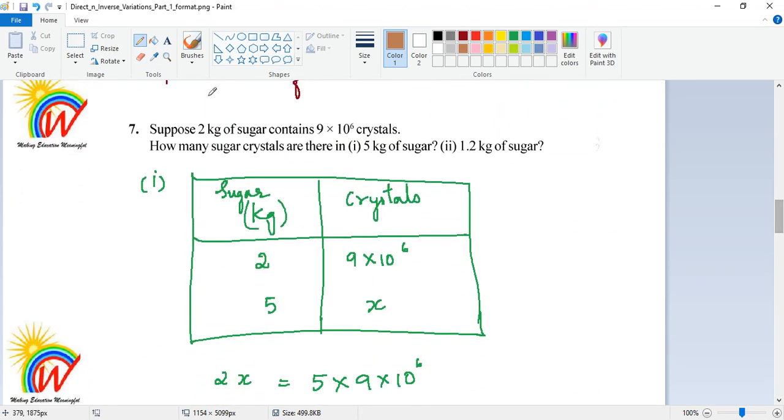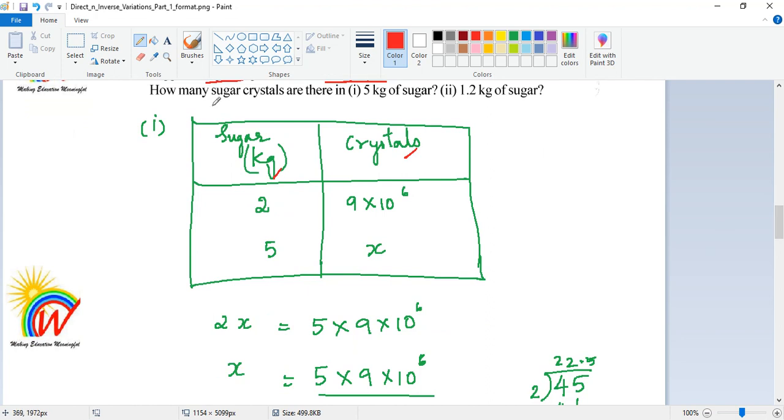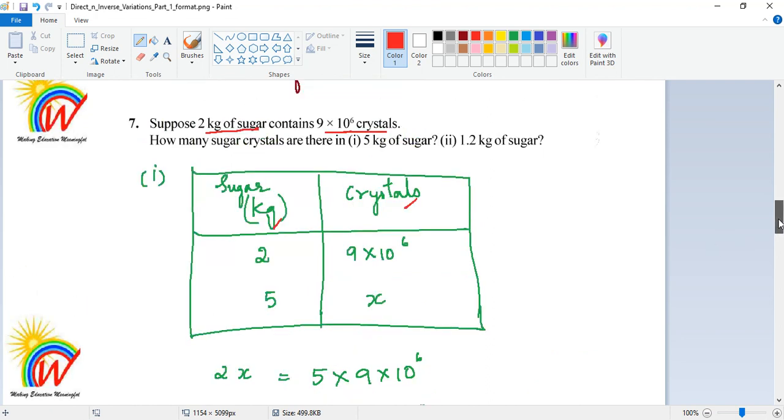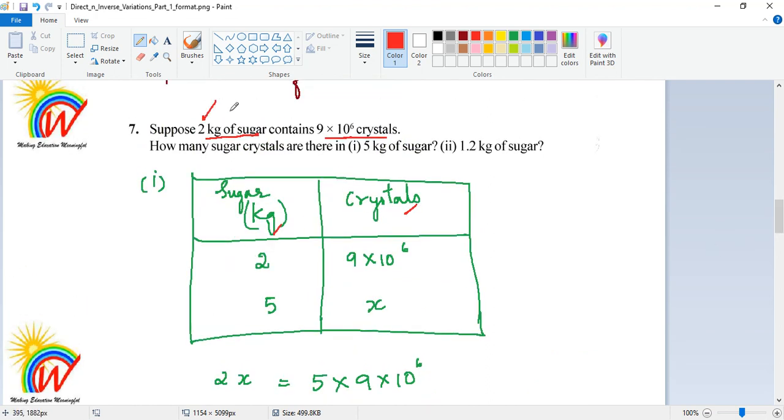Question number 7. It says, suppose 2 kgs of sugar contains 9 into 10 to the power of 6 crystals. So here, it's talking about the sugar and the crystals present in them. So I'll write sugar, in kgs, and number of crystals present. So I make the column again. First, whatever is given we write: 2 kg of sugar. So I write 2 below the sugar column and 9 into 10 to the power of 6 below the crystal column.